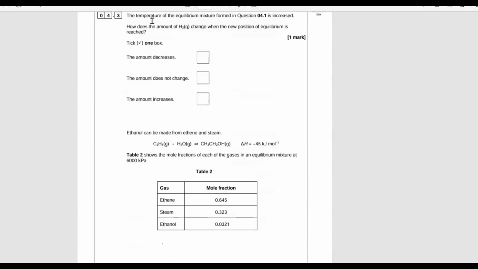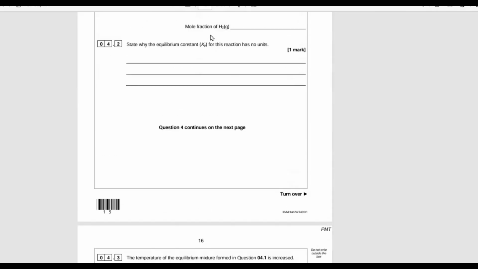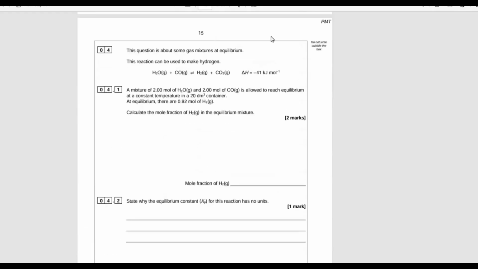Right, 4.3, the temperature of the equilibrium mixture formed in question 4.1 is increased. How does the amount of hydrogen change when the new position of equilibrium is reached? So basically, they're asking us about the yield of hydrogen gas. The yield is always on the right-hand side in these things because that's what we want to make. We want to make the hydrogen, and they've increased the temperature. Now, check it out. What does that mean? That means it's exothermic, this reaction.